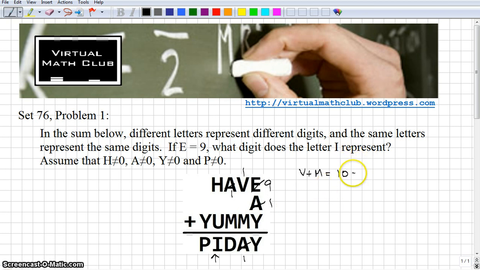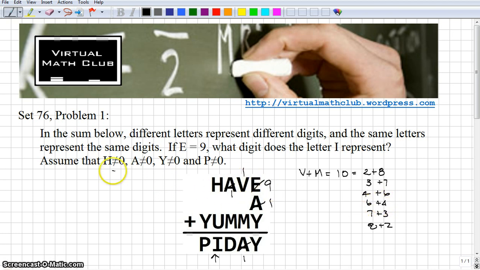All right, so what are the options for V and M? Well, we could have 2 plus 8, 3 plus 7, 4 plus 6. We can't have 5 plus 5 because they have to be different digits. We could have 6 plus 4, 7 plus 3, or 8 plus 2. Okay, those are our options. So we've got 6 cases we can look at for V and M and see where that gets us.